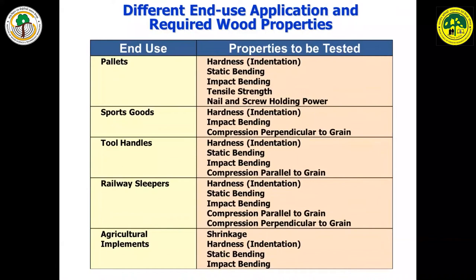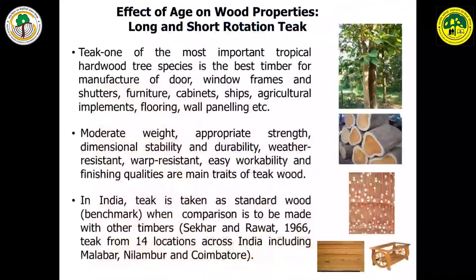Then sports goods, because on sports goods like a hockey stick or cricket bat or similar other applications, a certain force is applied, so we need to know the hardness of the wood, impact bending, and compression perpendicular to grain. These are the different applications where we need to know the different properties of the wood. Now, knowing these properties is very important.